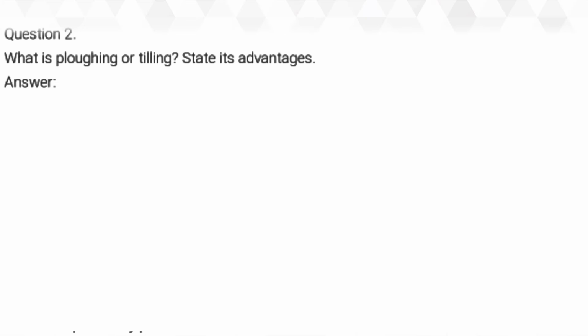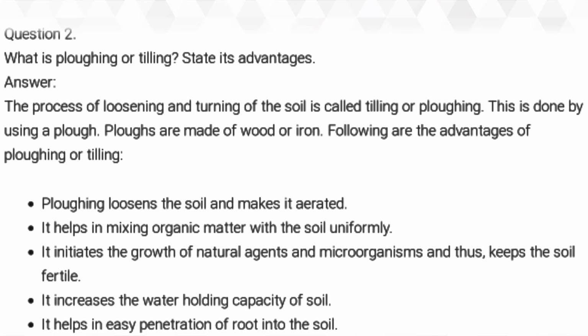Second question is, what is ploughing or tilling? State its advantages. And the answer is, the process of loosening and turning of the soil is called tilling or ploughing. It is done by using a plough. Ploughs are made of wood or iron.